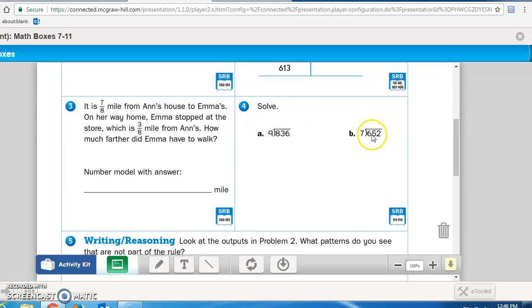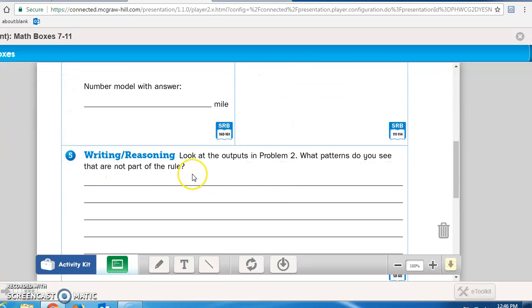You have 2 division problems in Math Box 4. You can use whatever method you would like, partial quotients or regular division. And 5 asks you to look at the outputs in problem 2 and what patterns do you see that are not part of the rule. Pause the recording, finish Math Journal, page 260, then go up to the answer key, correct it. If you have any wrong, please bring it back to me.